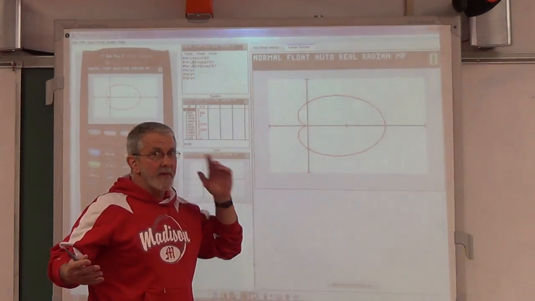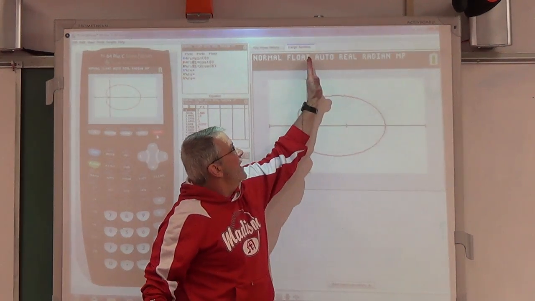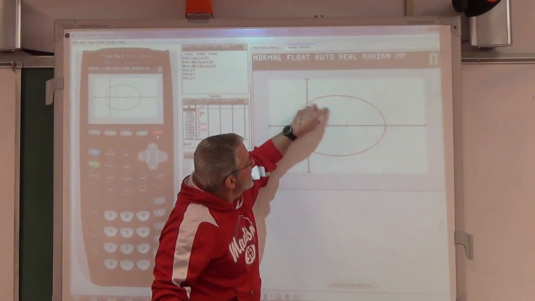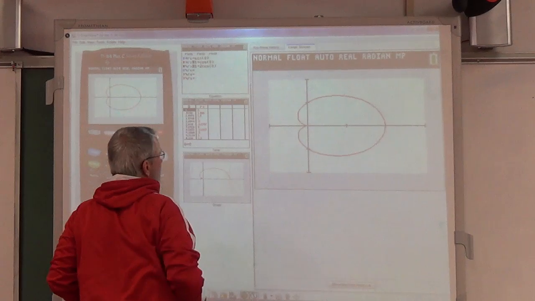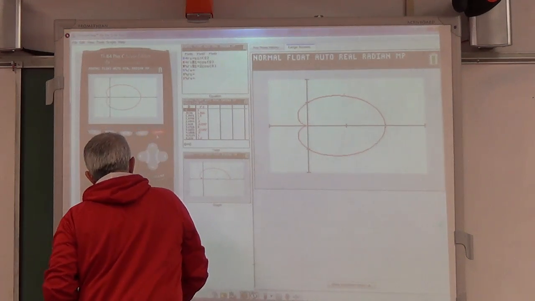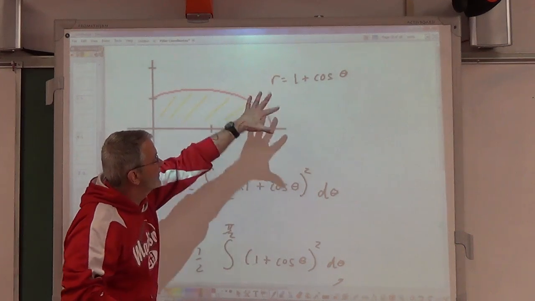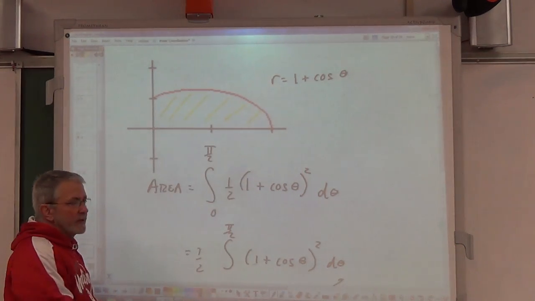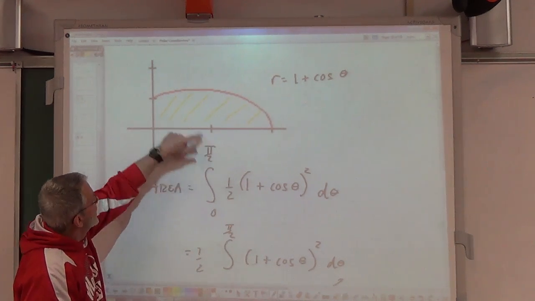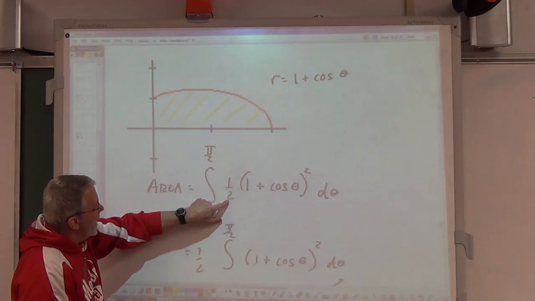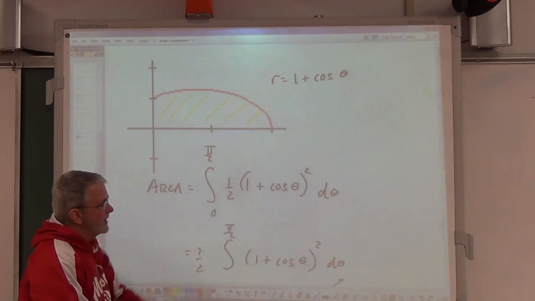I'm going to use the formula that we just developed, and I'm going to go from theta equals 0 to theta equals pi over 2. And my r will be 1 plus cosine theta. I have a copy of this, the portion of that graph of 1 plus cosine theta in the first quadrant. And now I have my formula. I'm going to go from 0 to pi over 2, 1/2 f of theta, which is 1 plus cosine theta squared d theta.